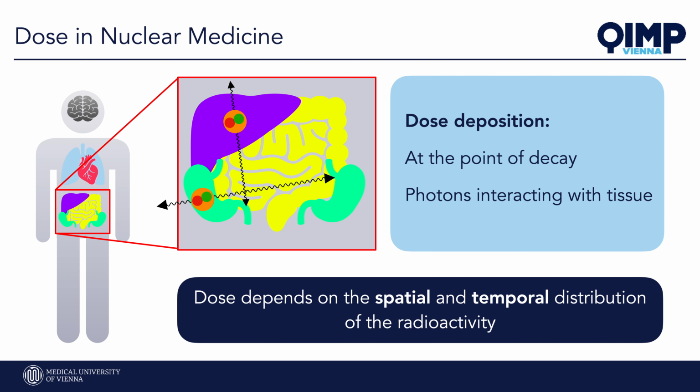We have radioactivity injected inside the patient's body. The first thing we need to consider is the dose deposited at the point of the decay. Furthermore, we also need to take into account the dose deposited by photons interacting with tissues when they are leaving the patient's body. They undergo different interactions where dose is deposited. It's really important to note that dose depends on the spatial and temporal distribution of the radioactivity.